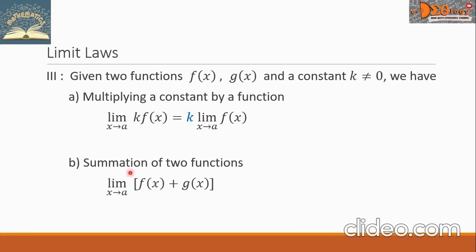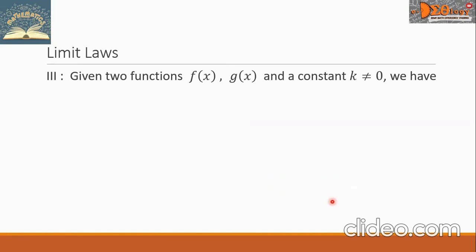Letter B, summation of two functions. And this is of this form, the limit as x approaches a of the two functions f of x plus g of x. To simplify this, we're going to take the limit of each of the functions and then we will add the limits respectively. So we have here the limit of f of x as x approaches a plus the limit of g of x as x approaches a.